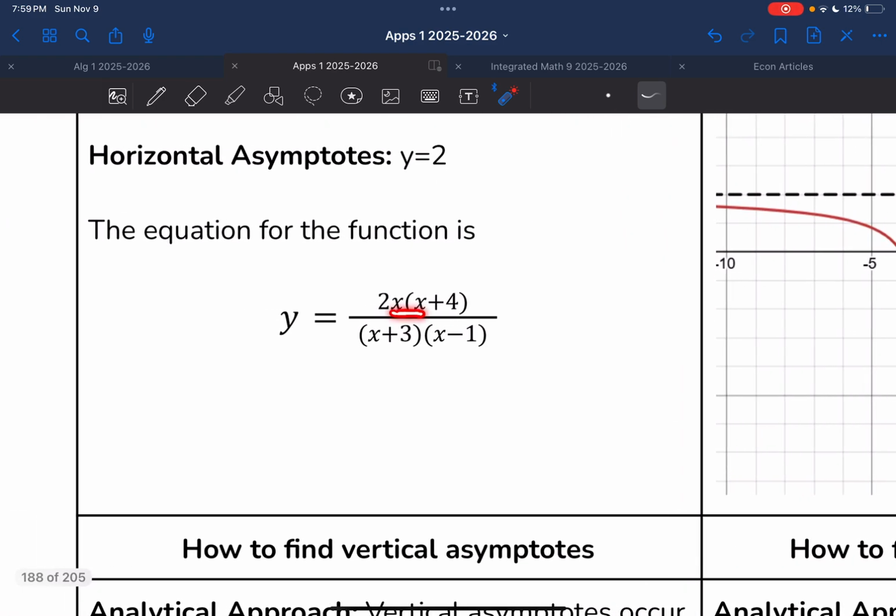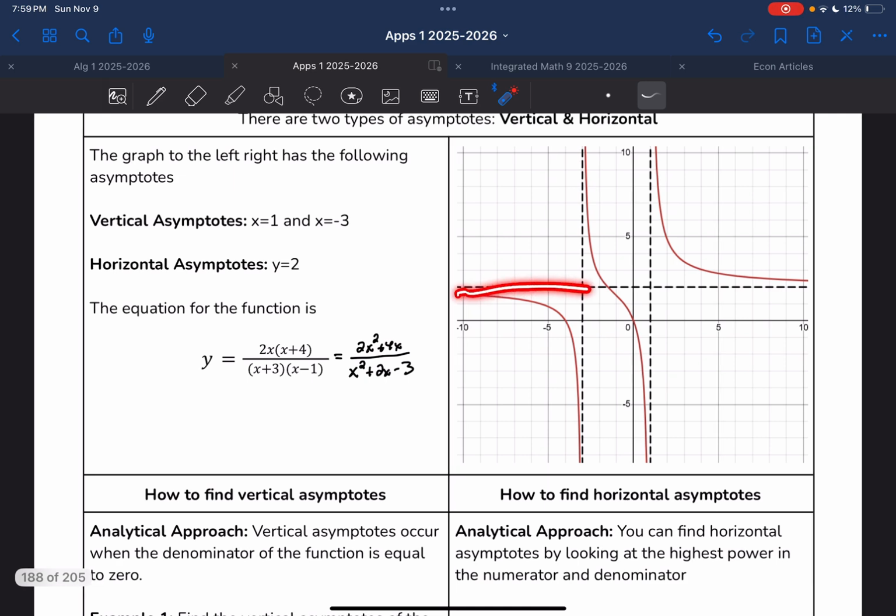If you see, because we have two x's on the top, if we were to multiply here, the top would be 2x squared plus 4x, and the denominator would be x squared plus 2x minus 3. And so here, because we have x squared there and there, the horizontal asymptote is the ratio of these two coefficients, in this case 2 over 1, or 2.